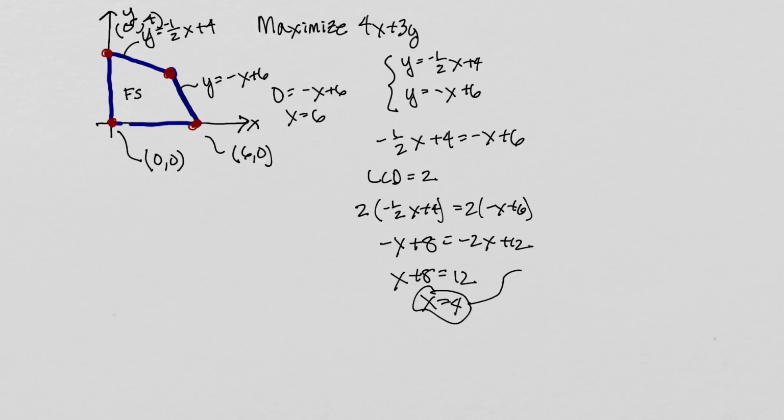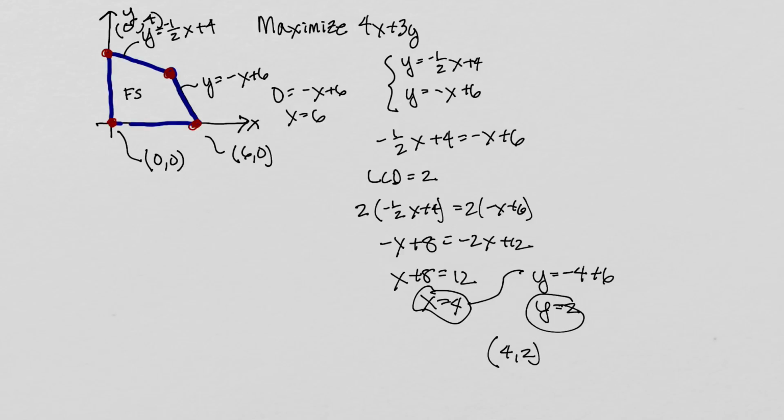And then, if x is 4, we can just put that 4 right back up in here, simple, no fractions, to get y. So let's do that. So what we'll get is that y is equal to negative 4 plus 6, y is equal to 2. So this point of intersection is at 4 and 2.